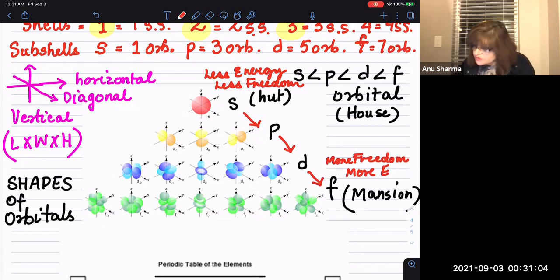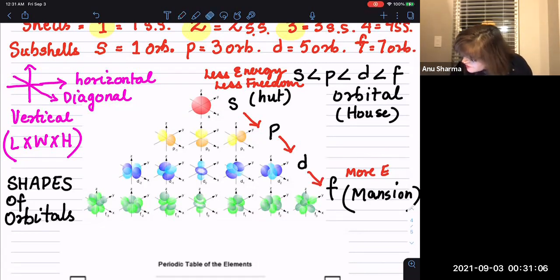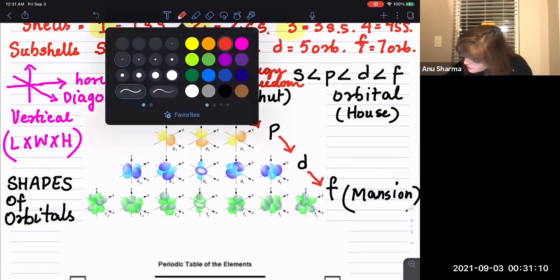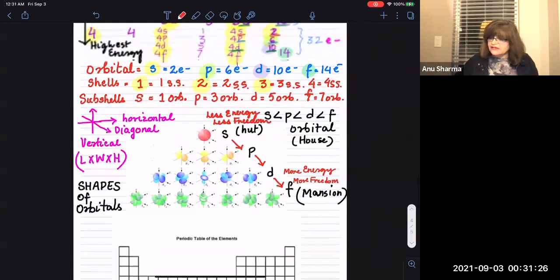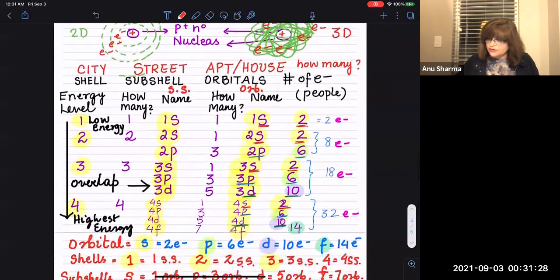More freedom comes. So let's just put this clearly. This is more freedom, more energy. Okay, so this is like a theory explaining to you.